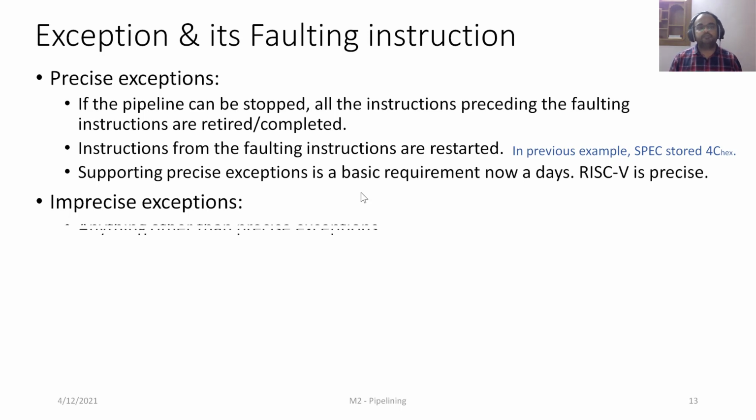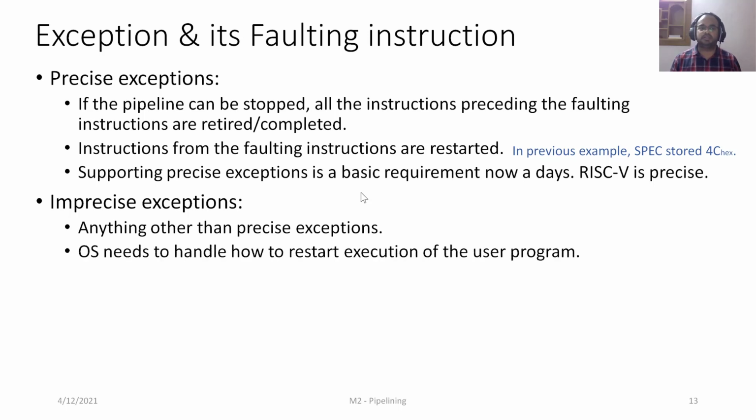So supporting precise exceptions is one of the basic requirements of the hardware. RISC-V is precise. If we are not able to specifically identify the instruction that is causing the fault, it is called an imprecise exception. In such cases, once the ISR is executed, it is the duty of the operating system to pick any of the instructions in that state that was saved, and start executing the program again. So in the previous example, if it was imprecise, for example, it can start the execution from PC 58 hex itself.